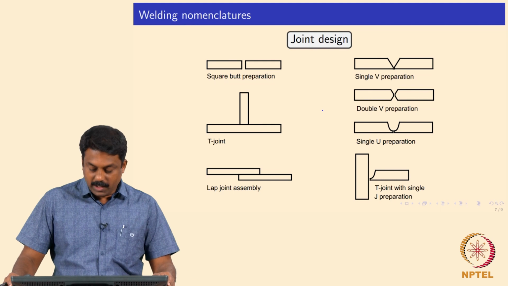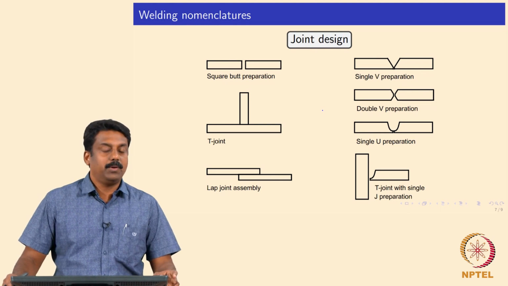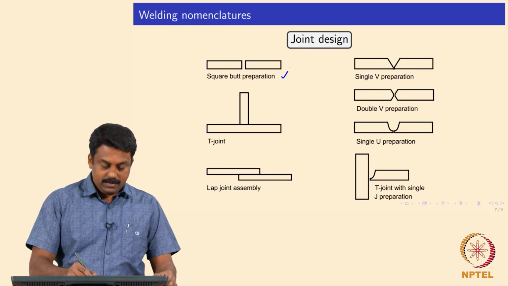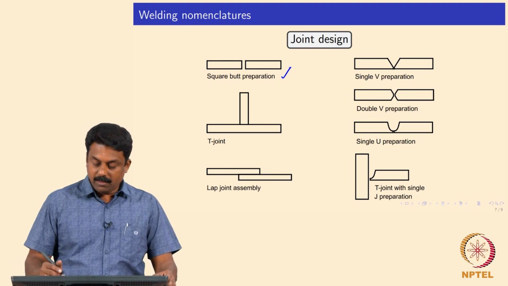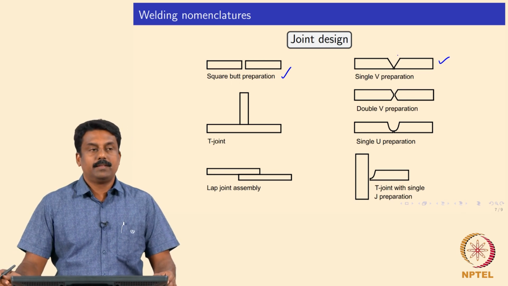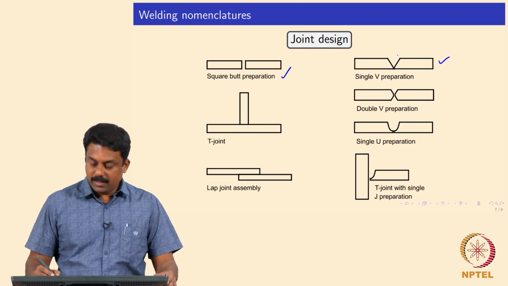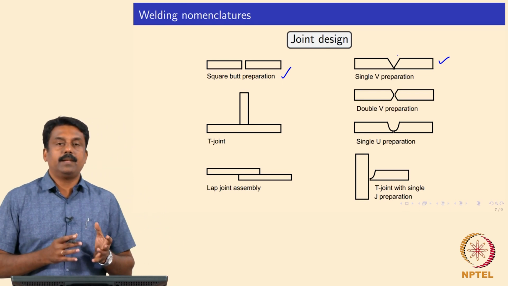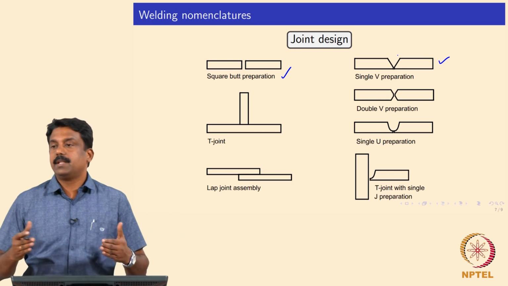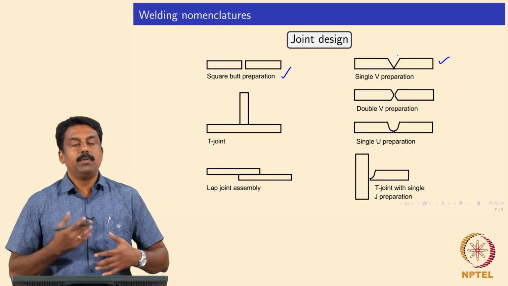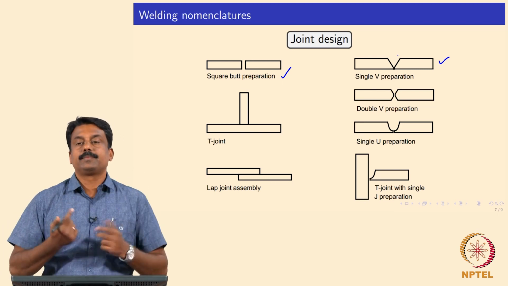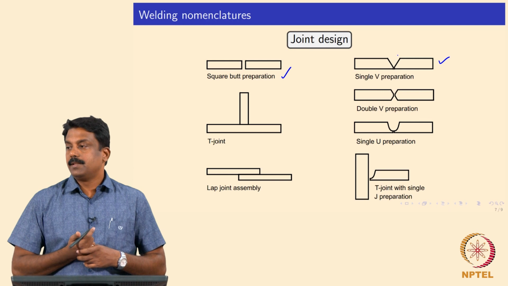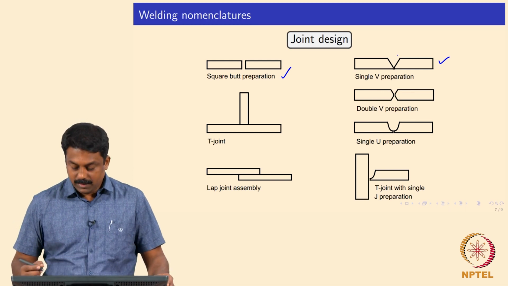So what are joint designs? The one thing I showed you already is the butt joint. This is square butt preparation. In a butt joint, we can also have bevels like single V, where you make a single V with an angle. Single V is generally done with somewhat lesser thicknesses, but if the thickness of the plate goes higher, we can also go for double V. Why do you need double V? Because you can fill it from both sides, right?